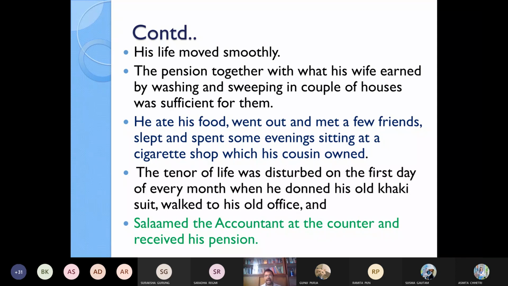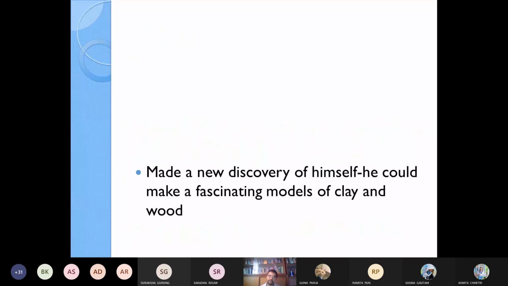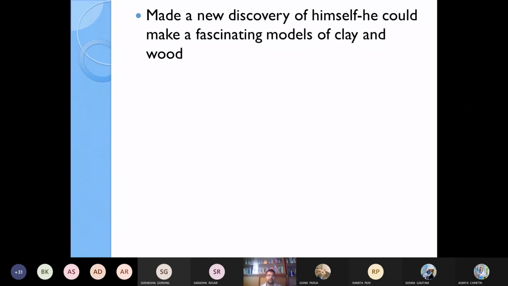The style of his life, the tenor of his life, was disturbed on the first day of every month. He put on his old khaki suit and walked to his office and salaamed. Salaam means to stand at attention. The accountant at the counter gave the pension. Then what happened? Making a new discovery of himself.